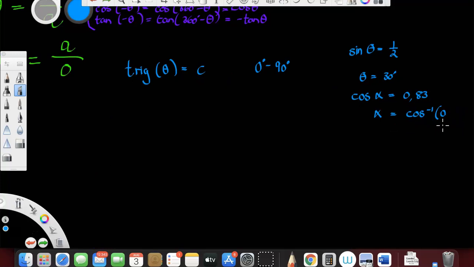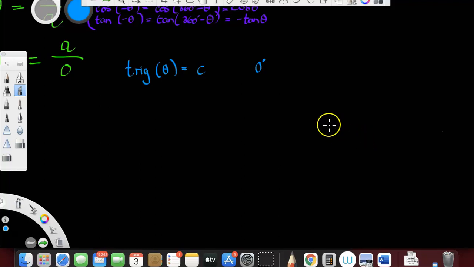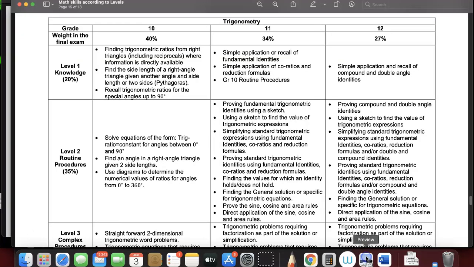Let me just save my space here for the actual theory. This is theory. This is what I should know off by heart. So I should know how to solve expressions of this form when I'm working between those angles, to find an angle in a right triangle given two side lengths.